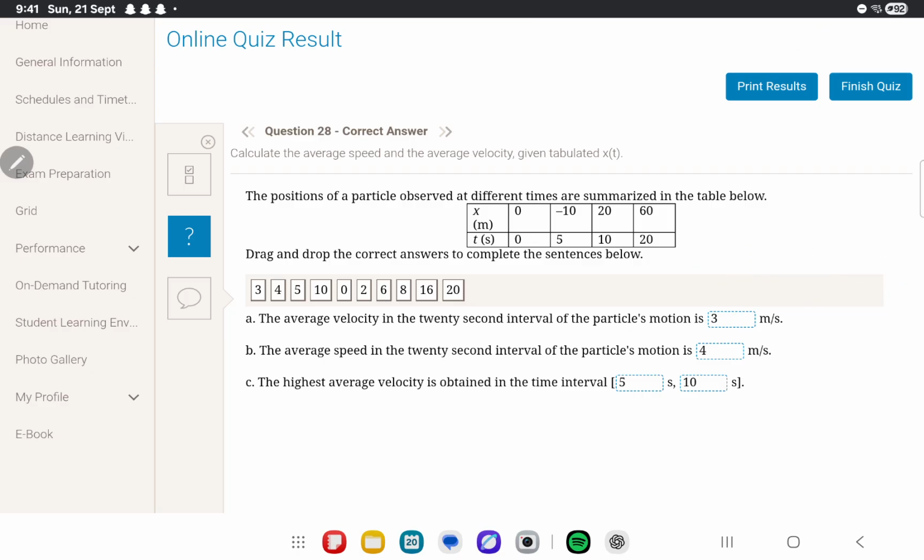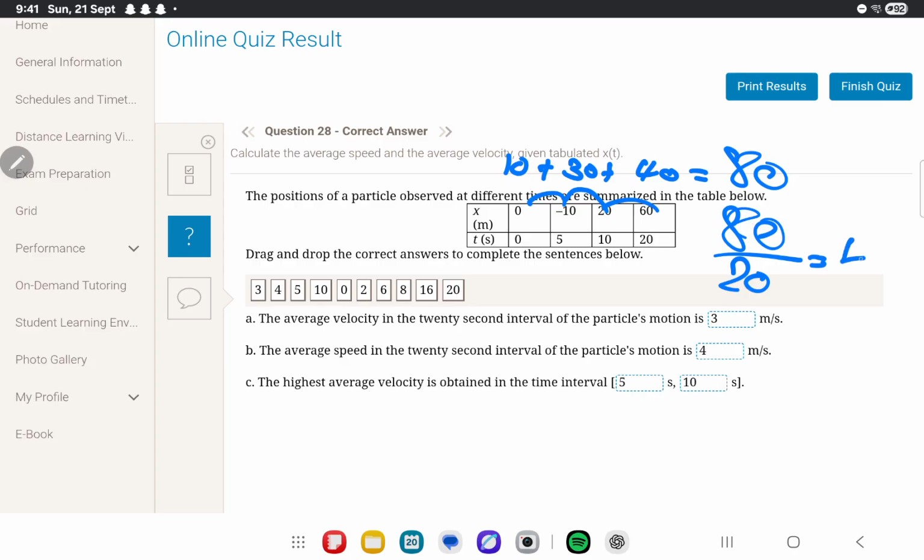Now, the average speed is something else. It's going to be 10 plus negative 10 to 20, which is 30, then plus 20 to 60, which is 40, so 40 plus 40 is 80. Then 80 over the 20-second interval, so over 20, equals 4 meters per second.